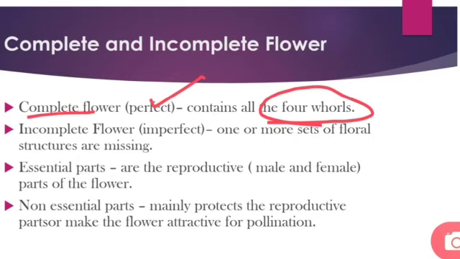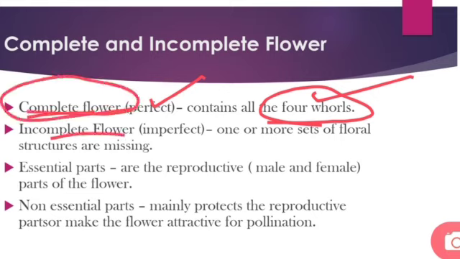These are the four whorls of the flower. So in a flower, if these four whorls are present, then they are known as a complete flower. An incomplete flower, or we can call it an imperfect flower, is one in which any one of the whorls is absent, missing, or lacking.